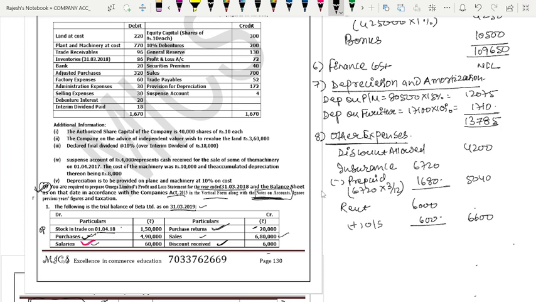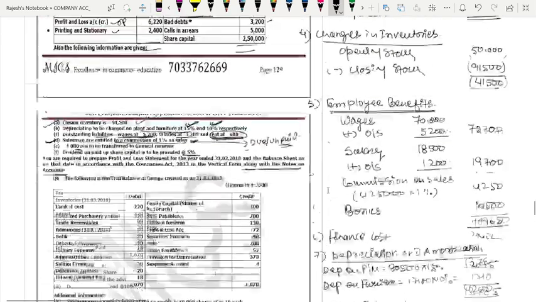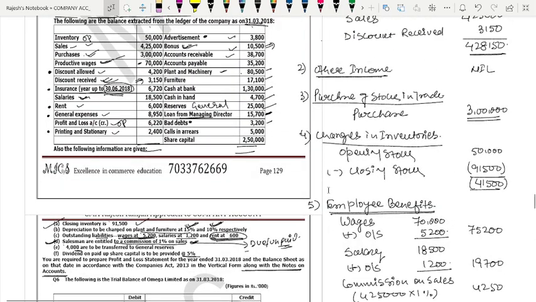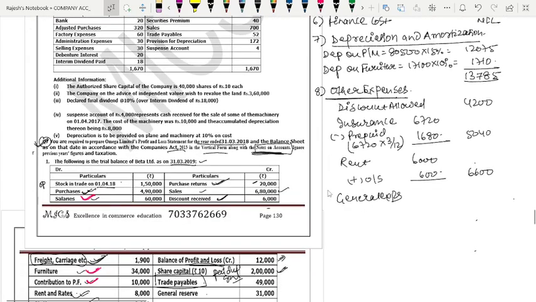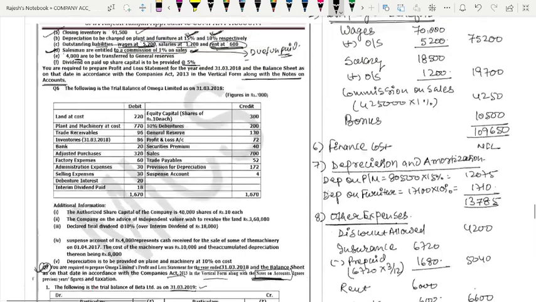$6,600. Then general expenses. General expenses is 8,950, printing and stationery 2,400. And on this side they have given bad debt and advertisement.